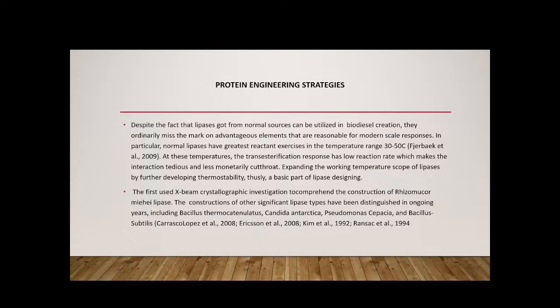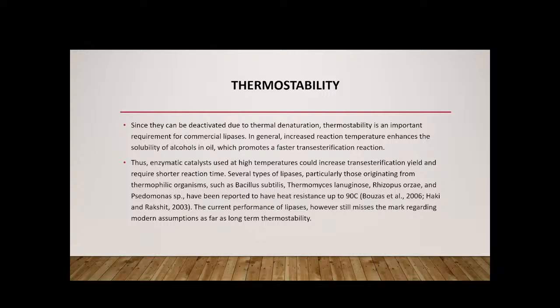First, use crystallographic analysis to understand the structure of Rhizomucor lipase. The structures of other significant lipase types have been identified in recent years, including Bacillus thermocatenulatus, Candida antarctica, Pseudomonas cepacia, and Bacillus subtilis. Thermostability is important since they can be deactivated by denaturation. Thermostability is an important requirement for commercial lipase. In general, increased reaction temperature enhances the solubility of alcohols in oil. It promotes a faster trans-esterification reaction. Thus, enzymatic catalysts used at high temperature will increase trans-esterification yield and require shorter reaction time.